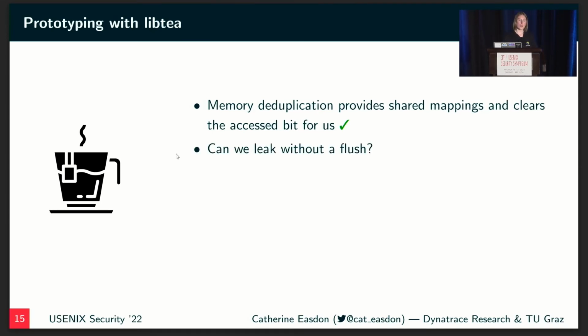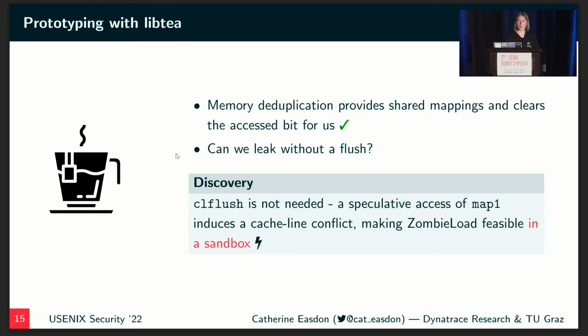The big question though, can we leak without a flush? What we discovered in our prototyping is that we don't actually need a flush. A speculative access to that first mapping at a different offset at the same time we're trying to access the second mapping still induces a cache line conflict, still gives us zombie loads. And this is a big finding because in the original ZombieLoad paper, it was documented that this CL flush instruction was a requirement. So one of the potential mitigations for restricted environments was instruction filtering to prevent this flushing. But now ZombieLoad is feasible in the sandbox.